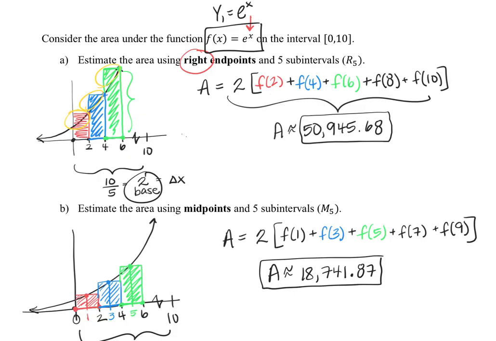Our answer in part B is going to be a more accurate estimate because looking at our picture, you see that although we have a little overhang in each of these rectangles, we're also missing a little bit in each rectangle as well. So part B is going to be a better estimate.